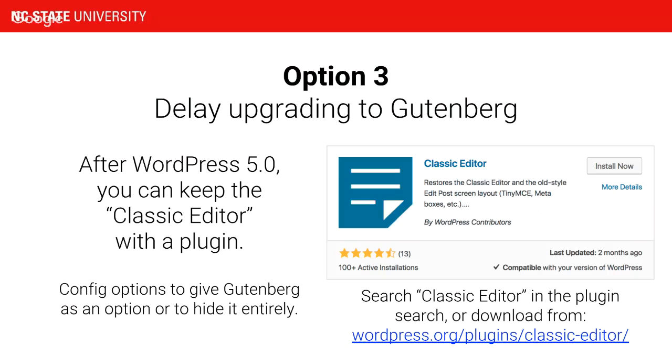So there's a question in the questions. Can the classic editor allow activation on selected sites? Yes, it can. If you install the classic editor plugin, you can do that on a pretty granular basis. If you have a network, you can install it on the network, but only activate it on a site-by-site basis, so that you have one site that's maybe a test site that you leave with Gutenberg, but then on all your live sites, you enable the classic editor plugin there until you're ready to migrate those.